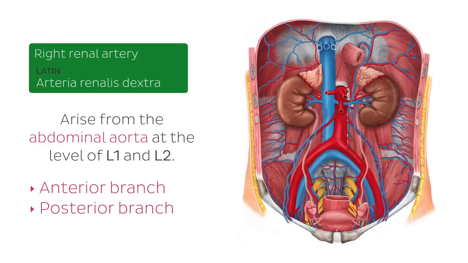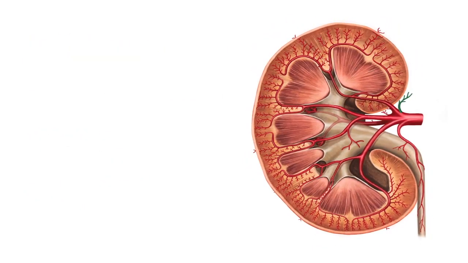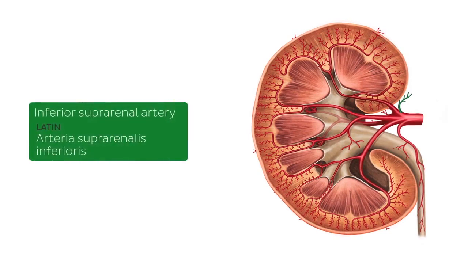The next branch we're going to talk about, now highlighted in green, is the inferior suprarenal artery, the first branch of the renal artery that supplies the suprarenal gland. It arises from the renal artery before the terminal branches.